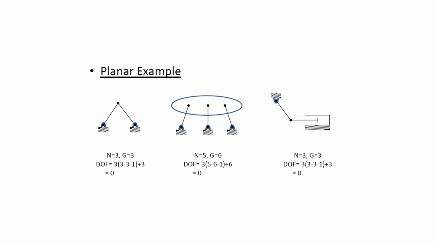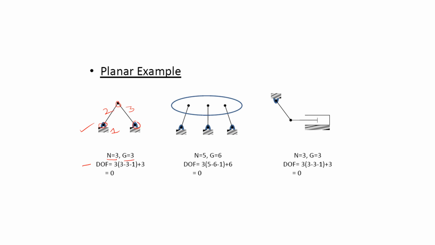Now we will see how to determine the degrees of freedom of a few parallel manipulators. First, we will start with the planar example. For the first example, as you see, we have the number of links including the base as 3. The base is link 1, then link 2 and link 3, and you also have 3 joints: joint 1, joint 2, joint 3. So you have 3 links and 3 joints.